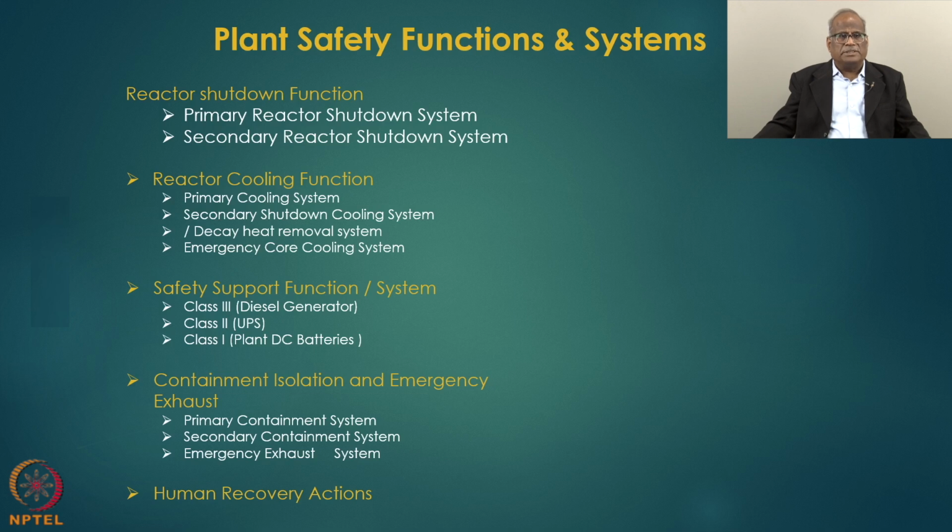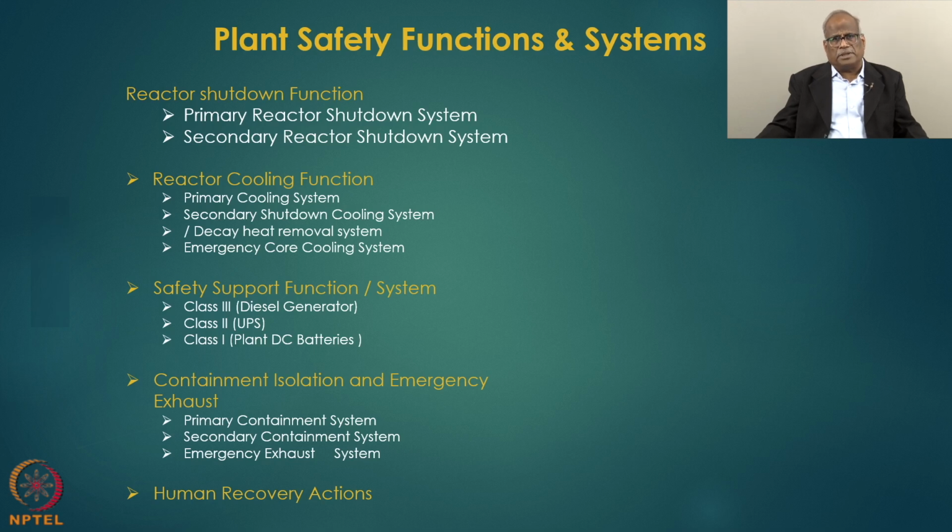And then reactor cooling function. Primary cooling system is a system which operates the plant and delivers power. But the secondary shutdown system, or decay heat removal system, comes into action when there is a deviation, the plant is shut down, and it removes that heat. And then for accident condition, we have this emergency core cooling system, which will ensure safety of the plant during an emergency. Let us say if a break has happened in the plant, then it will come into action.